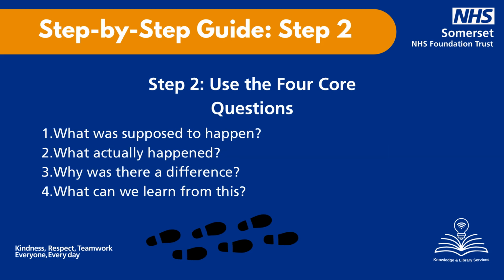Step 2. Using the 4 core questions. Structure the conversation around these 4 simple questions. First, what was intended? This is your aim, your plan, and the expected results. Second, what actually happened? These are the facts, the data, any observations. Third, why was there a difference? What went well or not so well, and why? This is where you will explore causes, enablers, and any constraints. And finally, what can we learn from this? What will we do next time, and who needs to know? Agree on actions going forward and how the learning will be shared.